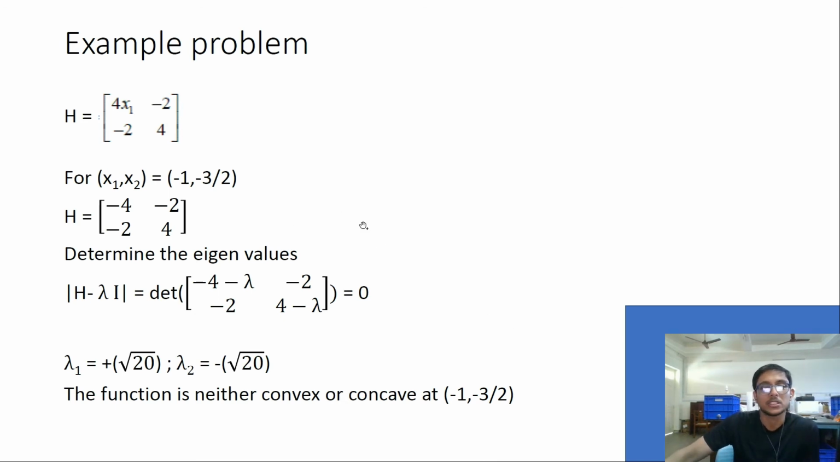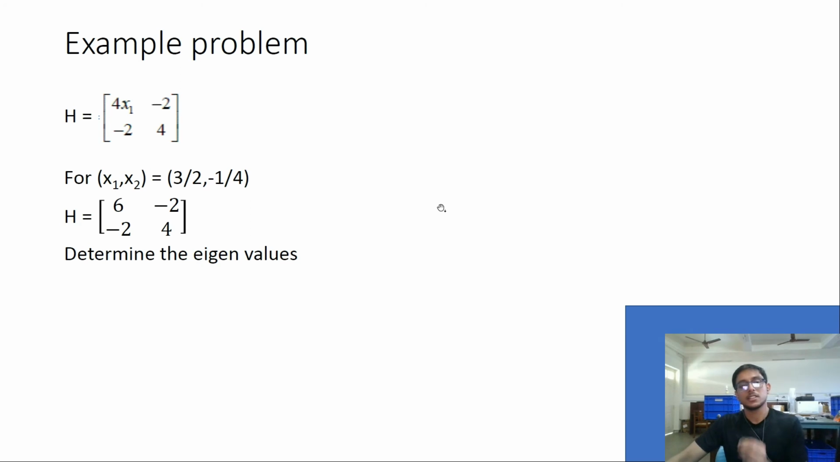Let's try another point. Different point. x is equal to 3 by 2 and -1 by 4. So when you put 3 by 2 into this, you will get 6, and the other elements are the same.